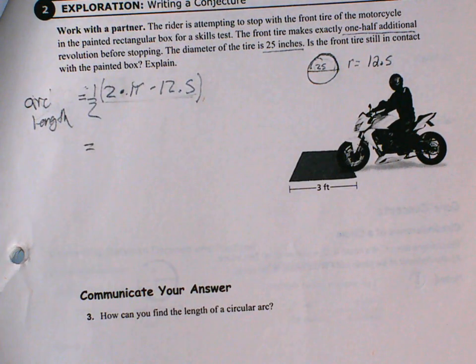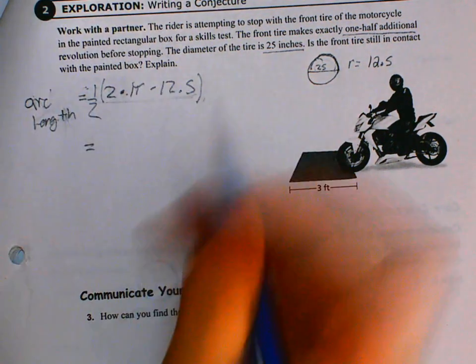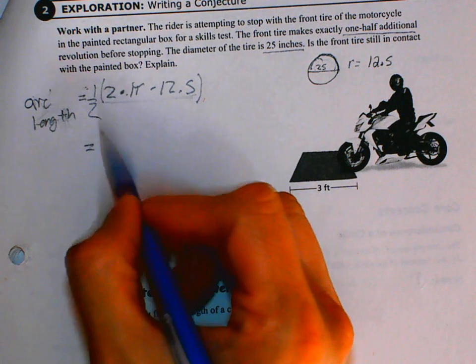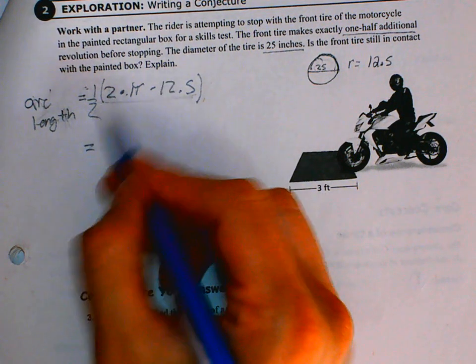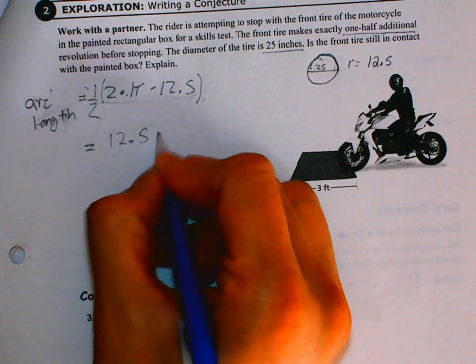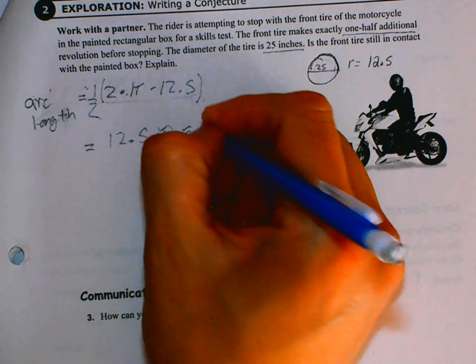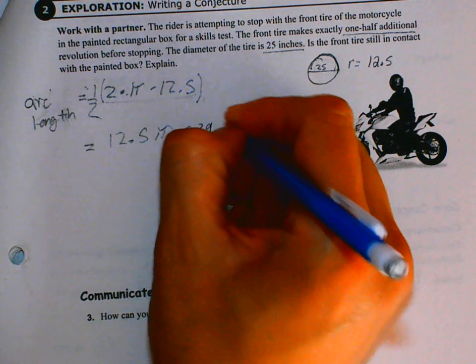All right. So arc length, ugly handwriting. You know me. So this is the whole circumference. This is half of that. So this gets to divide out, and I get to have 12.5 pi. So 12.5 times pi, I'm putting all this in the calculator, gives me approximately 39.3 inches.